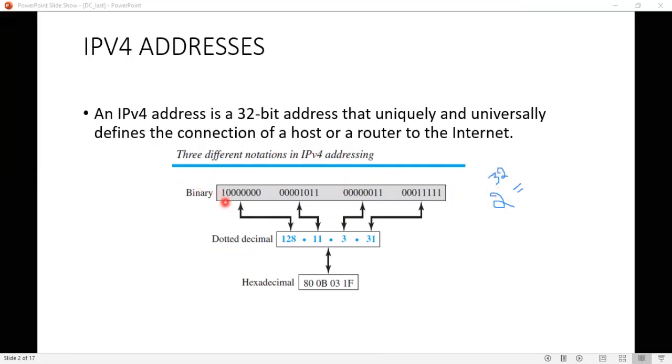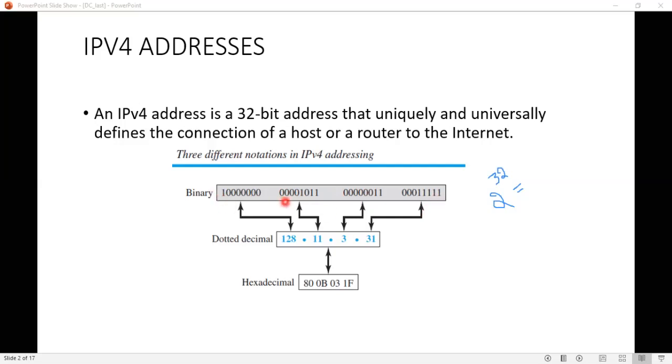Okay, here see one of the address representations. There are 3 different notations in IPv4 addressing, that is binary notation, decimal notation, and hexadecimal notation. We'll look at binary and dotted decimal first. In the binary notation you have 32 bits, right? That means you have 4 bytes. You know that 1 byte is equal to 8 bits, right? So you have four 8-bit groups here, that is 4 bytes.